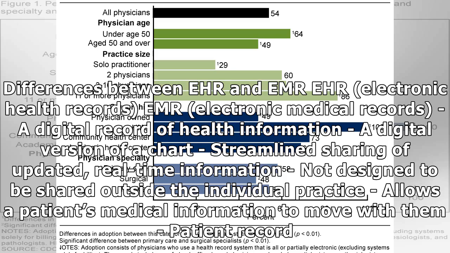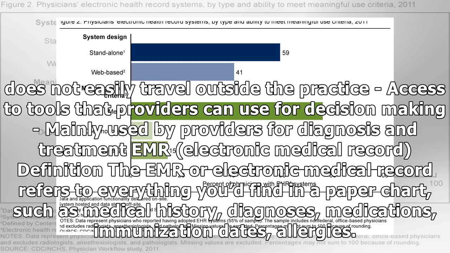EHR, electronic health records. EMR, electronic medical records. A digital record of health information; a digital version of a chart. EHRs allow streamlined sharing of updated, real-time information and allow a patient's medical information to move with them. EMRs are not designed to be shared outside the individual practice; the patient record does not easily travel outside the practice. EHRs give access to tools that providers can use for decision-making, while EMRs are mainly used by providers for diagnosis and treatment.